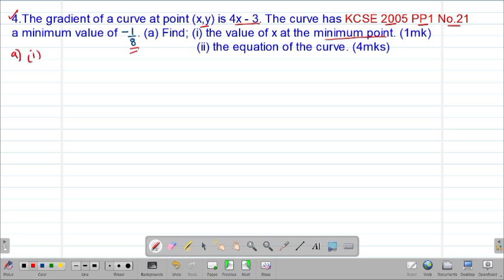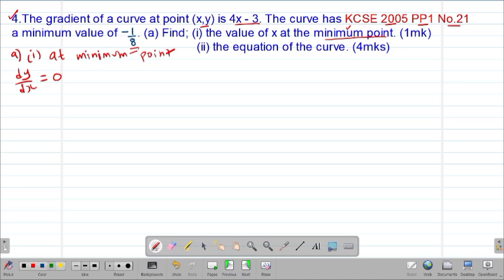Now remember that at the minimum point or the maximum point or at the point of inflection, the gradient function must always be equal to 0. Remember, a minimum point is a stationary point, the point when the gradient function of the curve must always be equal to 0. Therefore, we'll say that at the minimum point, the gradient function dy dx must always be equal to 0.